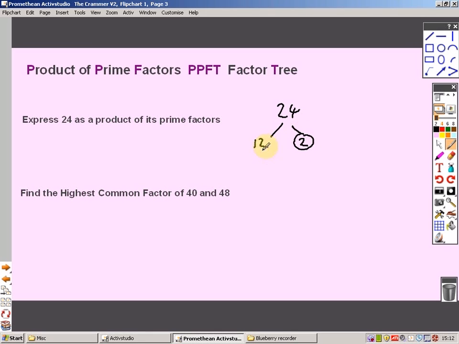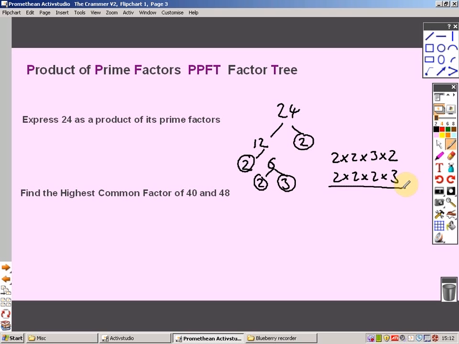2 is a prime number, so I circle it. That's 2 and 6. 2 is a prime number, so I circle it. That's 2 and 3. They're both prime, so I circle them. I've then got 2 times 2 times 3 times 2. We normally write them in ascending order. Job done. Written there as a product of its prime factors.